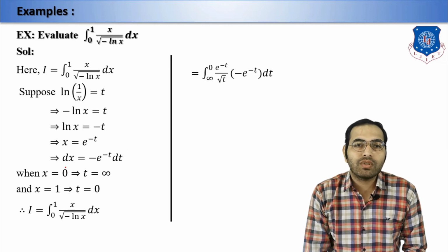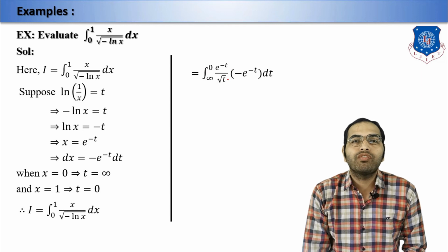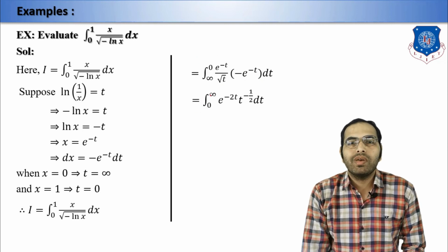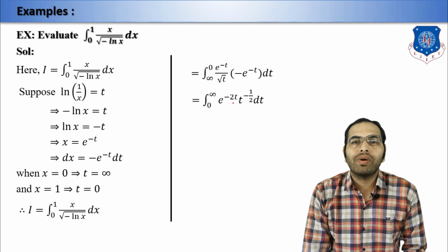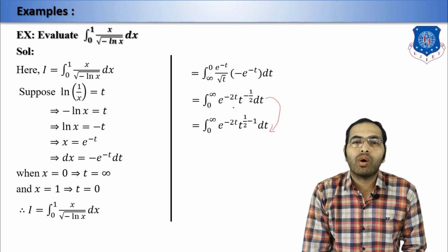our integral becomes infinity to 0. Here, whenever we substitute x equals 0, t becomes infinity. Then our integral becomes infinity to 0, e raised to minus t, square root of t, minus e raised to minus t dt. Here, with the help of this minus sign, the limits of integral will be changed, meaning integral 0 to infinity e raised to minus 2t, t raised to minus 1 half dt. Then, according to the properties of gamma function, we have to convert it into the form of properties: integral 0 to infinity e raised to minus 2t, t raised to 1 half minus 1 dt. Reduce this equation into the properties form.